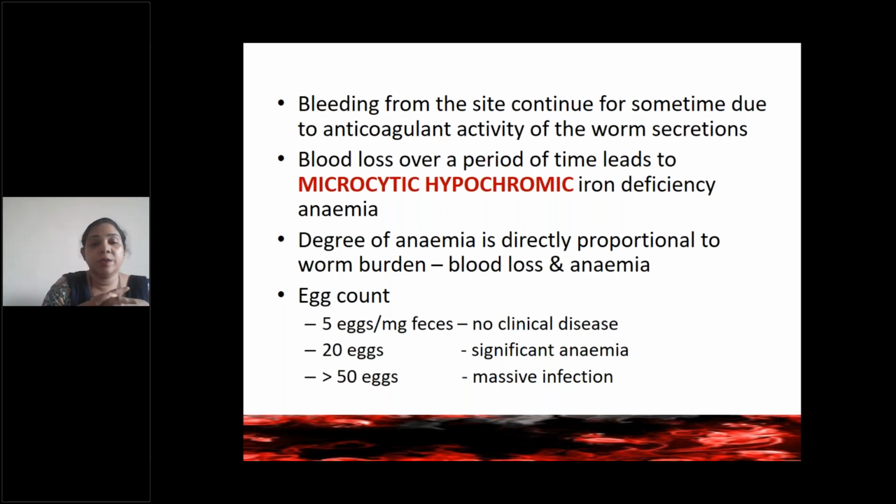Here, an egg count of up to 5 eggs per mg of feces means no clinical disease. Up to 20 eggs is significant, whereas more than 50 eggs is massive.